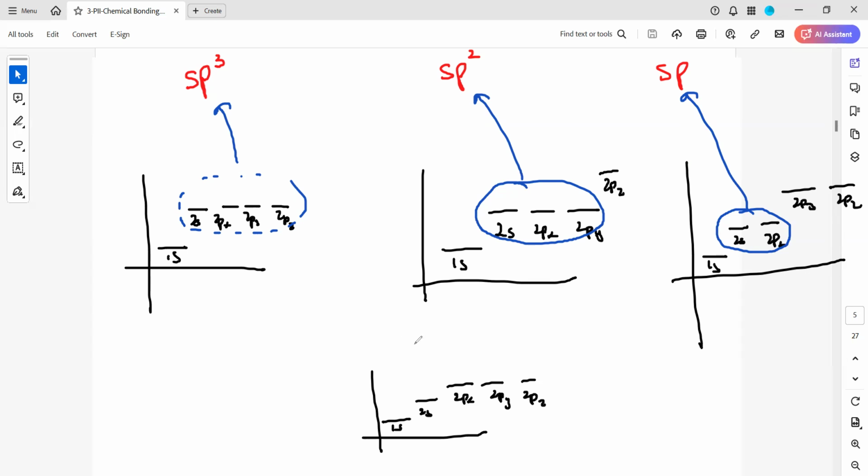So three types of hybridizations are possible: sp3, sp2, sp hybridization. When a carbon is forming a single bond, it will have sp3 hybridization. When carbon is having a double bond, it will have sp2 hybridization. When carbon forms a triple bond, it will have sp hybridization.